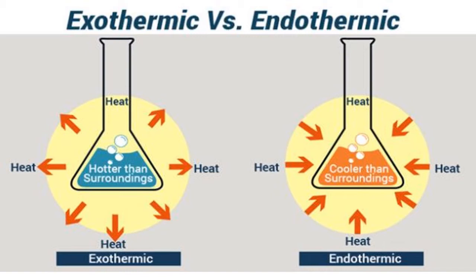First, we'll see what an exothermic reaction is. If a chemical reaction produces heat to the surrounding environment while the reaction is occurring, that chemical reaction is known as an exothermic reaction. In an exothermic reaction, we can observe that the place where the reaction is occurring is going to be a little bit hot.